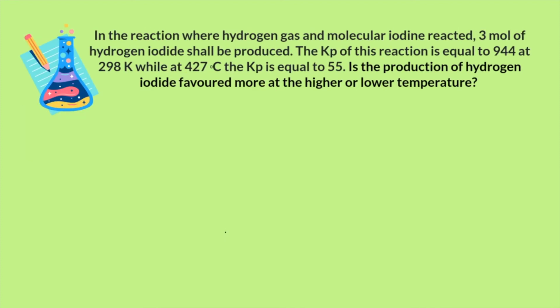We have now arrived at the final question for the quiz. In the reaction where hydrogen gas and molecular iodine react, 3 mole of hydrogen iodide shall be produced. The Kp of this reaction is equal to 944 at 298 Kelvin, while at 427 degrees Celsius, the Kp is equivalent to 55. Is the production of hydrogen iodide favored more at higher or lower temperature?